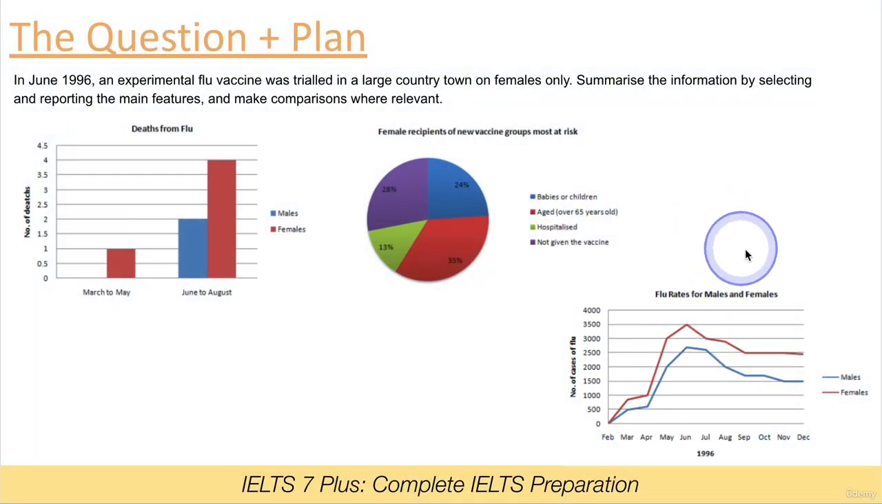Flu rates for males and females. And so we've got both genders here. This is a line graph. Number of cases of flu on the y-axis, and on the x-axis we've got the year, most of the year, not January but February we start in here.